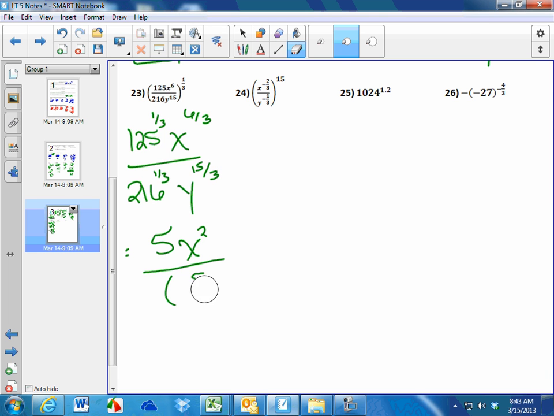You guys won't let me make any mistakes, will you? 6 to the y to the 5th. I'm colorblind, looks the same to me.